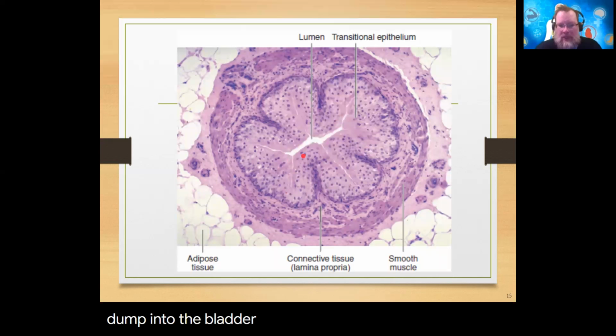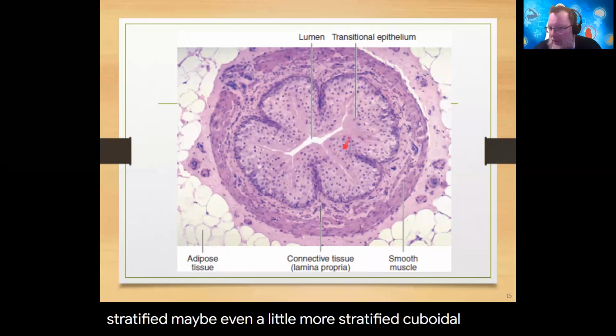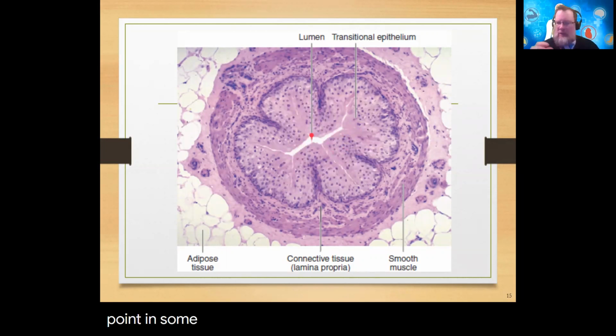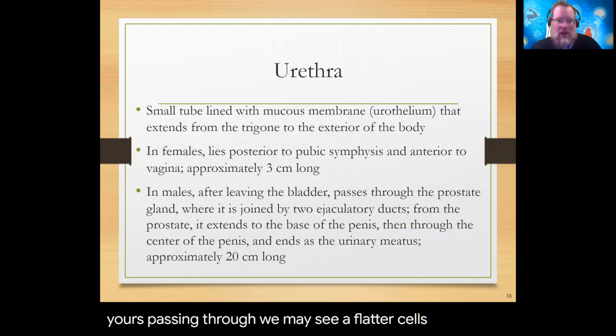When we look at the epithelium of this, could be a ureter. We can see that again, it's very thick, it's empty. There's the lumen here, the opening that the urine is going to pass through. The fact that the lumen is so small would be an indicator that there's no urine currently passing through. We just have some extremely thick stratified squamous epithelium that will still be stratified, maybe even a little more stratified cuboidal at this point in some areas. As it stretches out, as urine's passing through, we may see flatter cells and less strata.